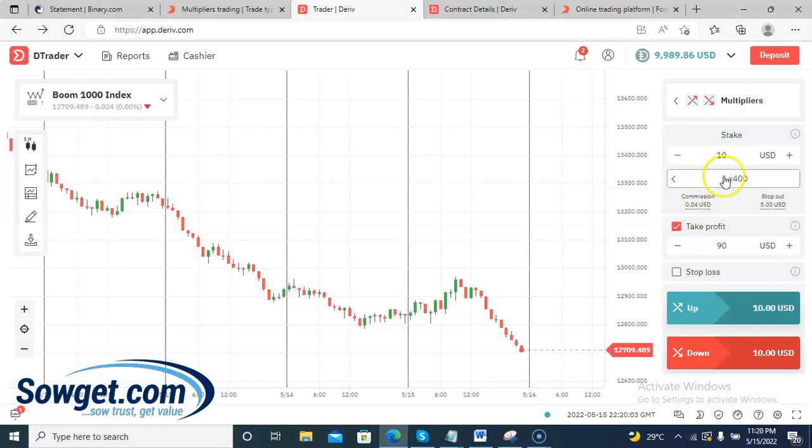It's like the spread that you pay when you want to enter into a forex trade. And if I reduce my multiplier, let's say I make it times 200, then the commission reduces. So you need to be aware of this.